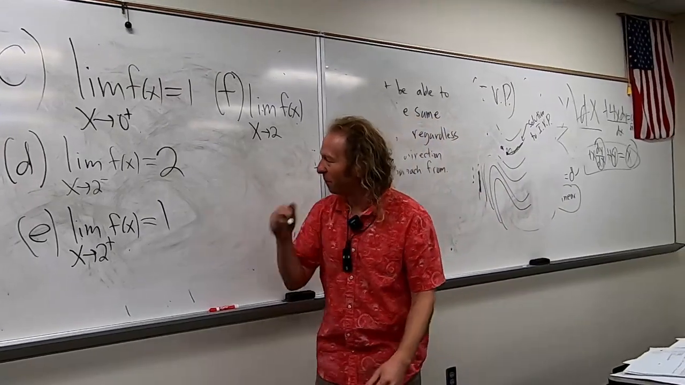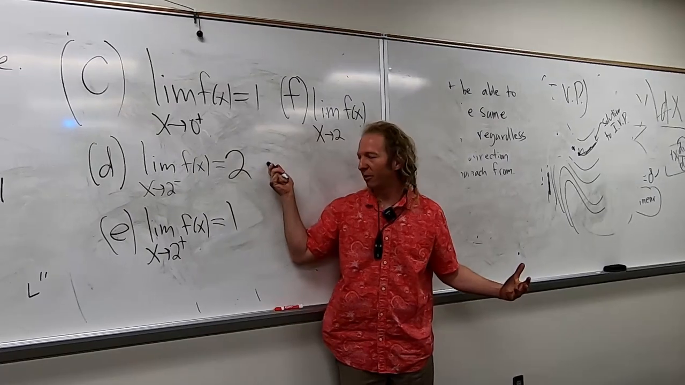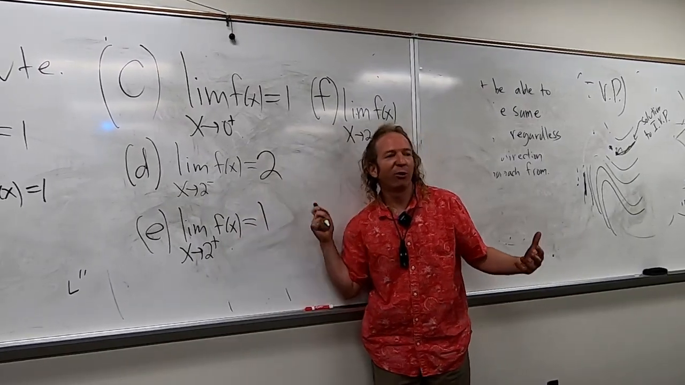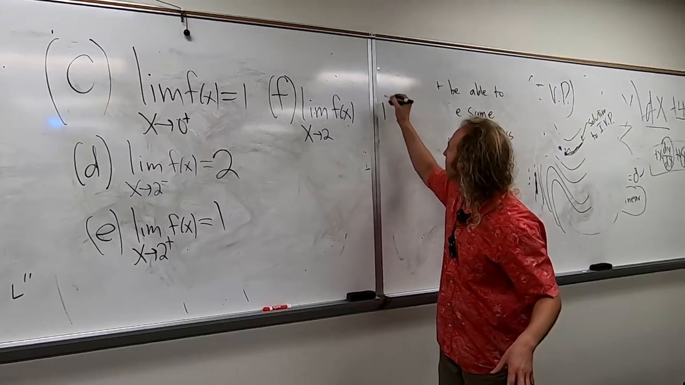So we're approaching 2. Oh, uh-oh. So from the left, we get 2. From the right, we get 1. So there is no limit. So what you do is you write D and E.